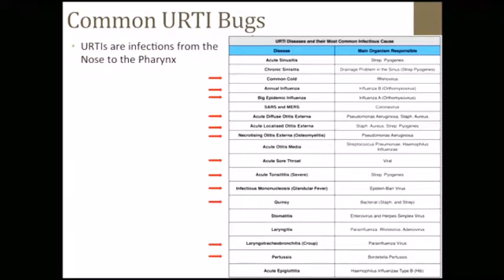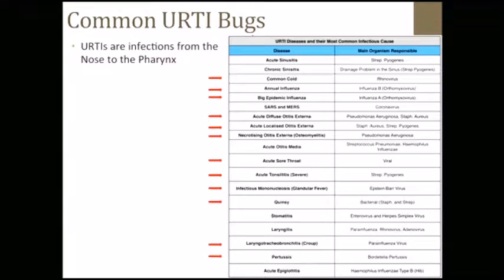So we also have your otitis externa. They're usually caused by Staph aureus. More severe ones like necrotizing otitis and acute diffuse otitis externa. Diffuse basically means more than one spot, so it's all over the otitis externa. The more severe ones tend to be caused by this thing called Pseudomonas aeruginosa, and this is a really nasty bug because it basically necrotizes living tissue.